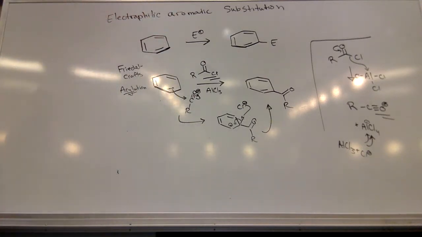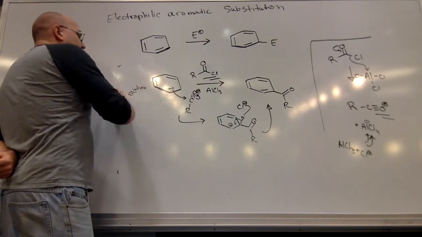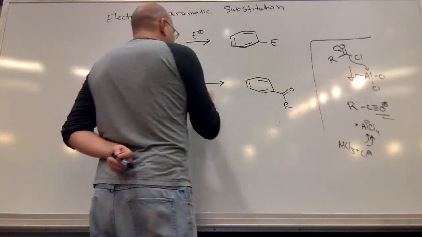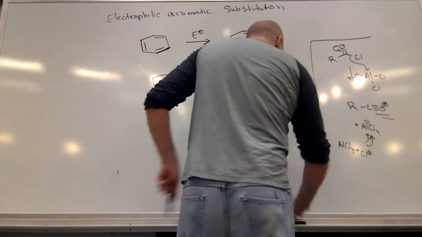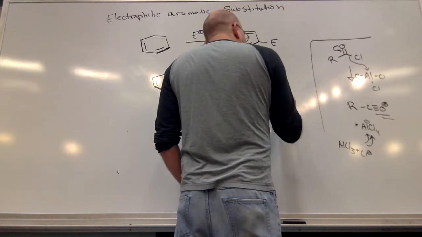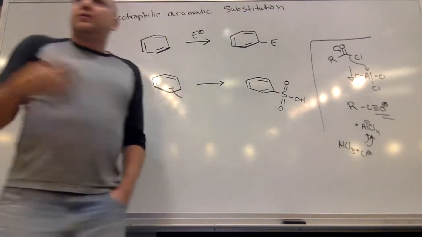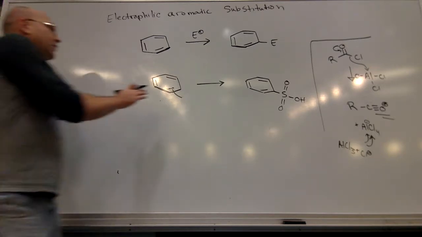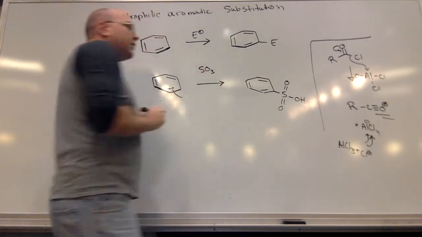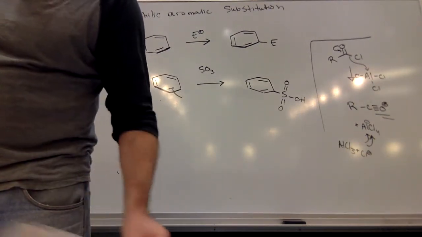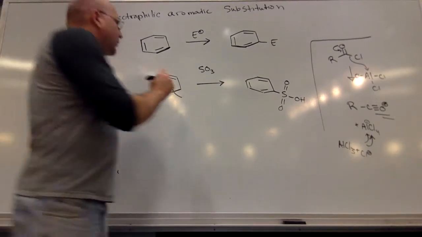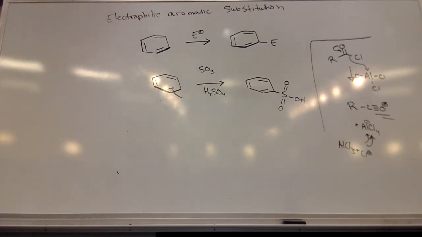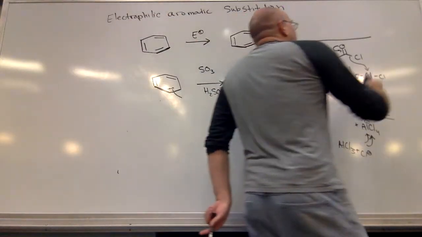Okay, and we're going to show two more before I get into Friedel-Crafts alkylation. We can make sulfonic acids. In this case, what we're going to use is SO3. I'm going to make sure I get the reagent right. And usually there's an acidic source, H2SO4. So SO3 in H2SO4, I guess this would be fuming sulfuric acid.